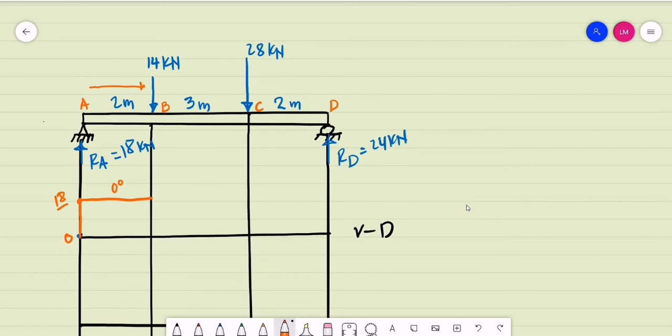Then all we have to do is the summation of forces. At this point, the magnitude of the shear is already 18 kilonewtons, and it is upward. Now on the beam we have a load of 14 kilonewtons. We do the summation: 18 minus the downward load of 14 kilonewtons gives us positive 4. And again, for the span BC, we don't have a load on the beam, so we maintain this shear value of 4 kilonewtons up to point C.